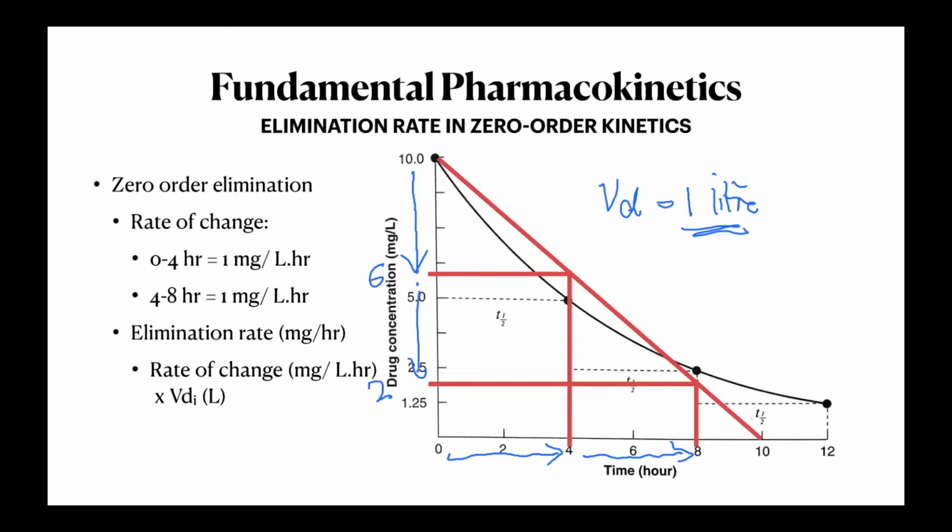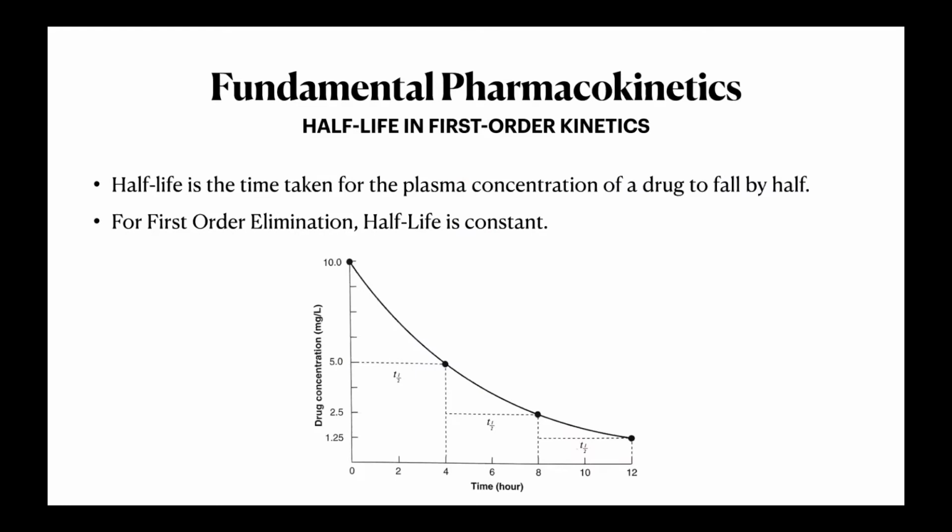And because the elimination rate is constant, you will see that half-life decreases. Now, this is the one that we talk about for almost all our drugs that we use in anesthesia. This is the half-life in first order kinetics. So half-life, again, is defined as the time taken for plasma concentration of a drug to fall by half. And for first order elimination, half-life is constant, where the elimination rate will decrease as concentration decreases.